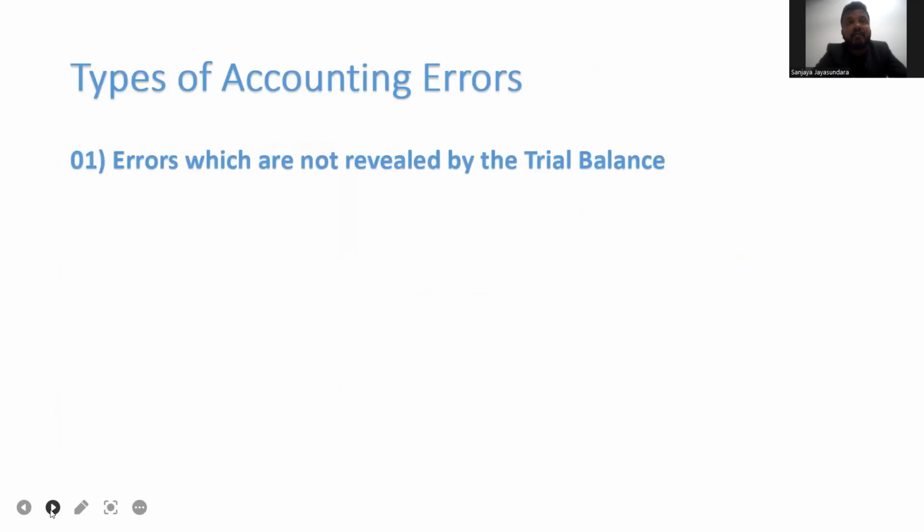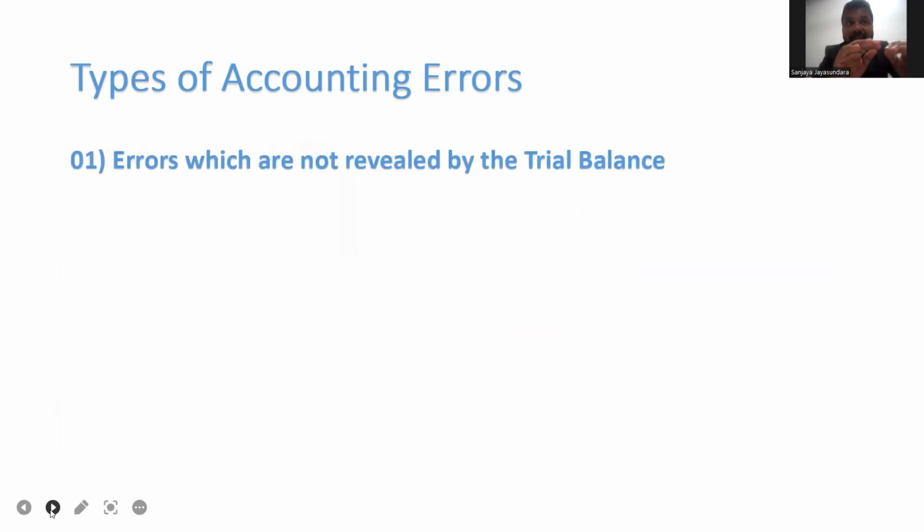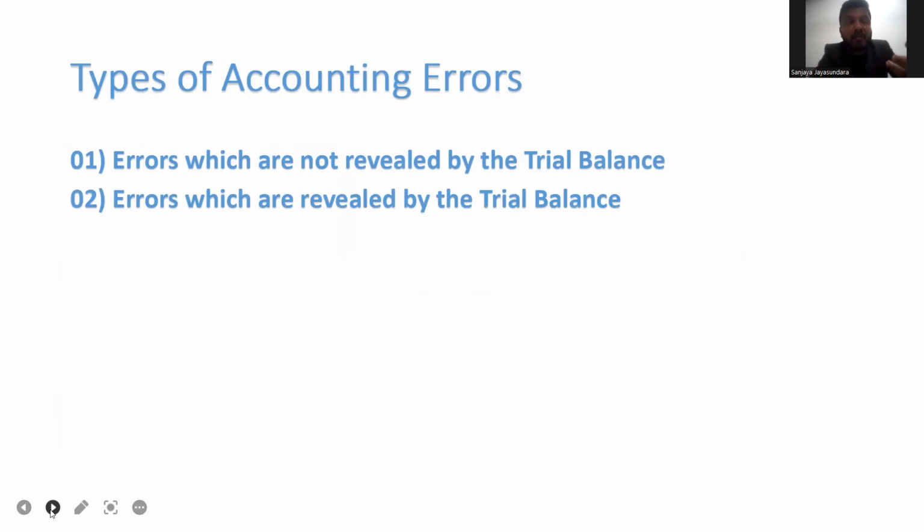Then I'm going to categorize errors. Basically, we categorize errors based on the trial balance total. We check whether there is an impact on the total of the trial balance. So based on the trial balance total, we recognize 2 categories: errors which do not affect the agreement of the trial balance, or errors which are not revealed by the trial balance. The second category is errors which are revealed by the trial balance. We'll talk about these 2 types of errors.